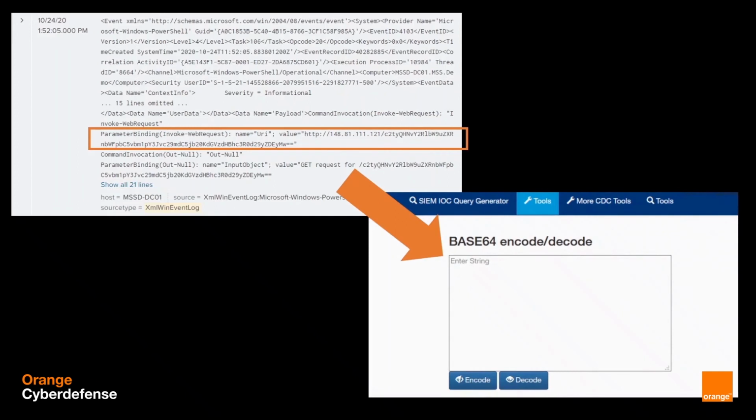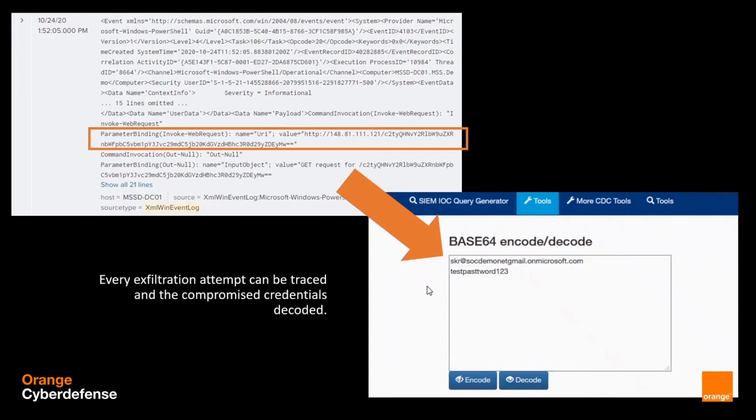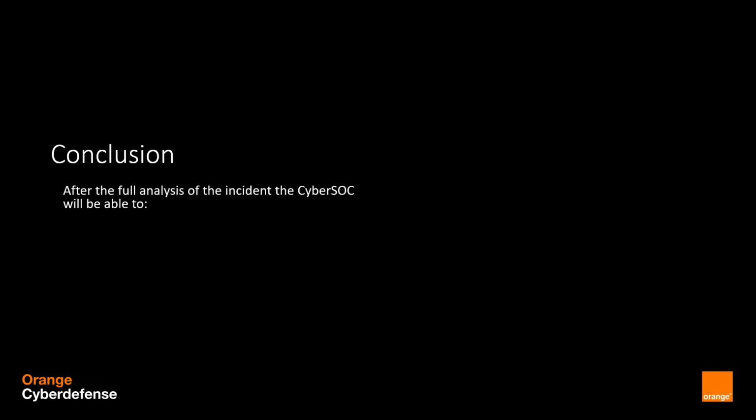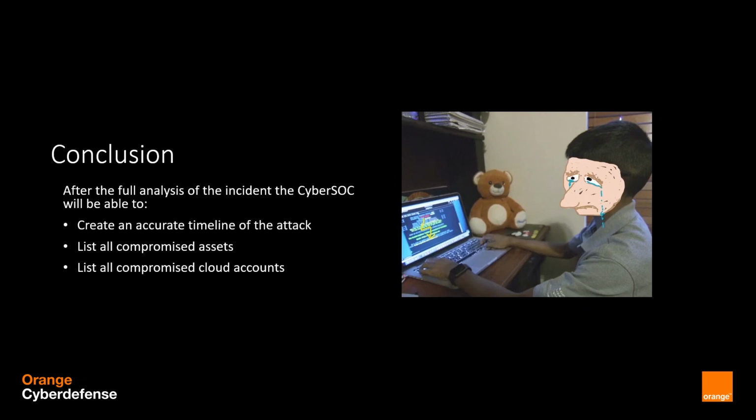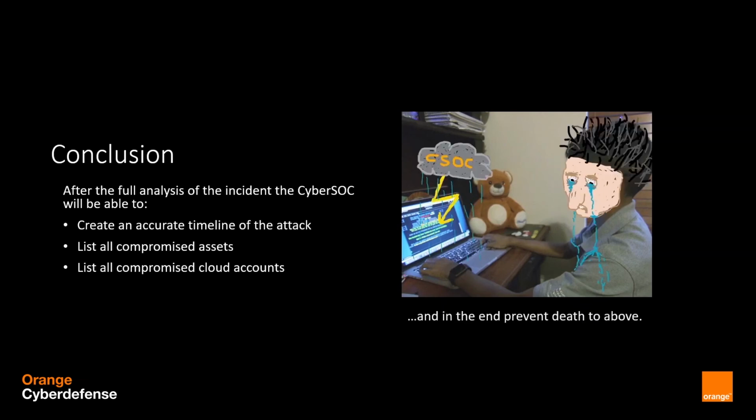We use those strings as base64 is a method for bidirectional encoding. Those HTTP requests can easily be decoded to reveal all compromised cloud credentials and to get a better understanding of the actual impact of the attack. So after a full analysis of all relevant data connected to this case, the analyst in a CyberSOC can produce a report that contains an accurate timeline, every step of the attack, as well as a list of compromised assets, and of course, cloud accounts.